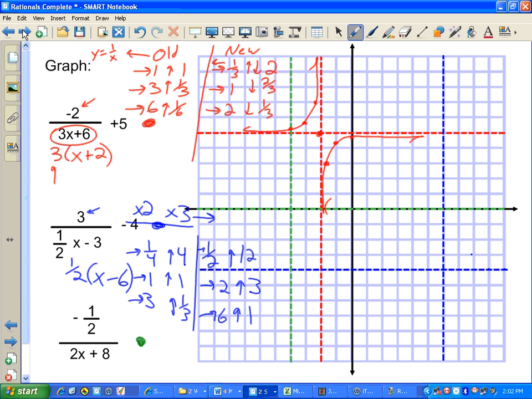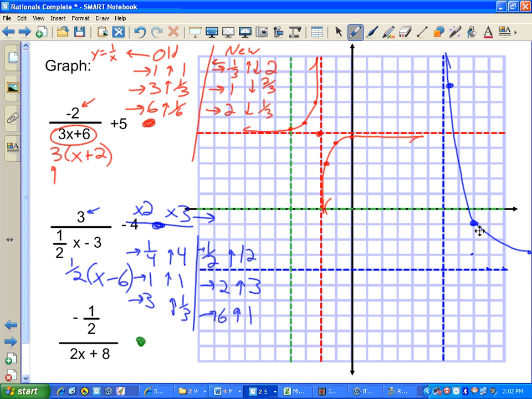So from my intercept, I can go over 1/2 and up 12. So it puts me here. I can go over 2, up 3. I can go over 6 and up 1. That puts me here. And then on the opposite side, we can do the exact same thing.